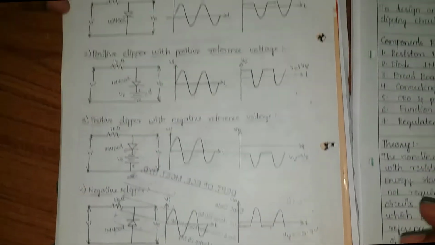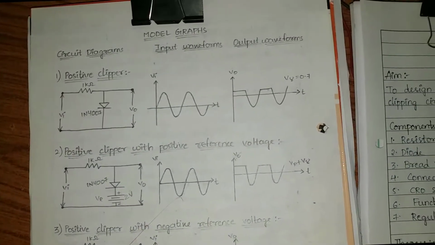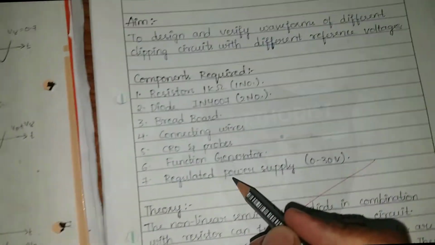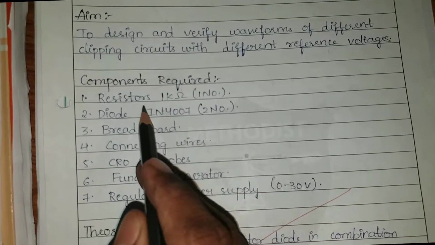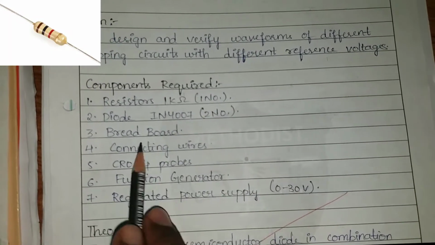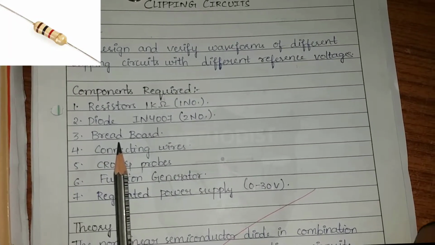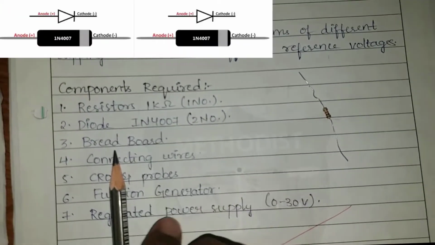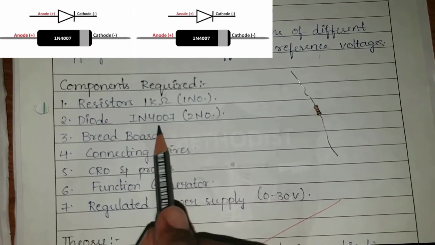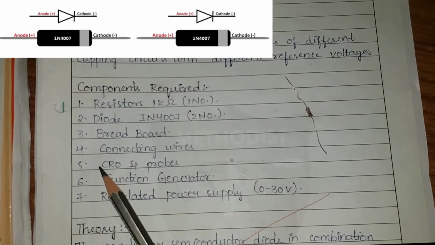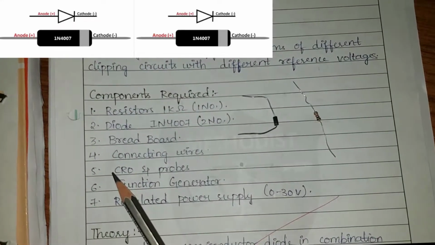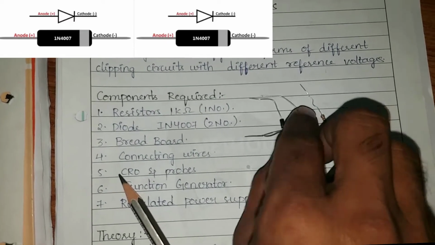So now I am going to concentrate. What are the components we require in order to perform this clipping circuit? If you observe here, first we require a 1 kilo ohm resistor, one number. I am going to take this 1 kilo ohm resistor, and after that diodes, 1N4007. We require two diodes here. So two silicon diodes I am going to use here. These are the two silicon diodes.